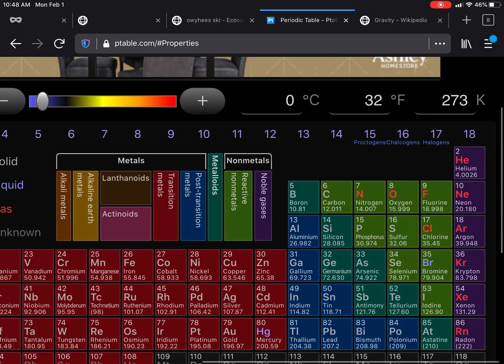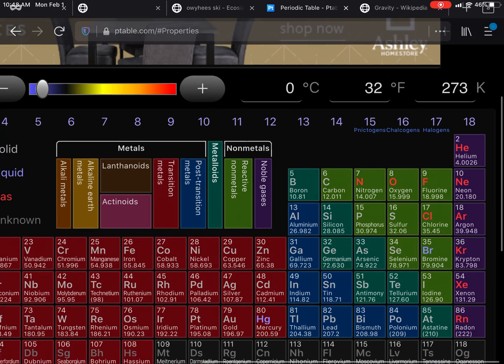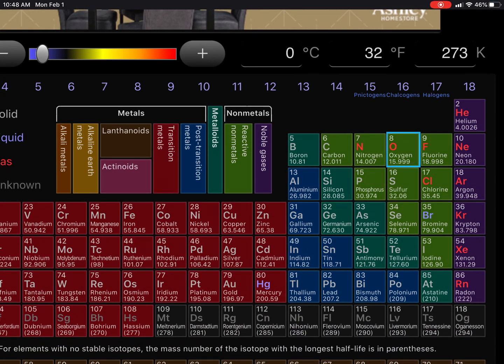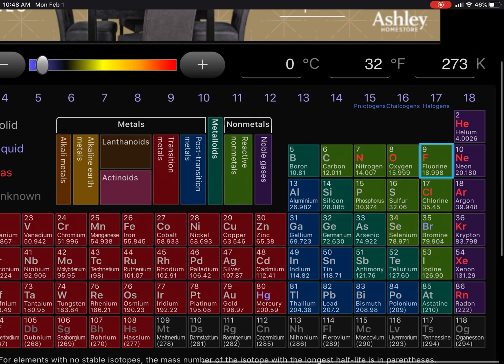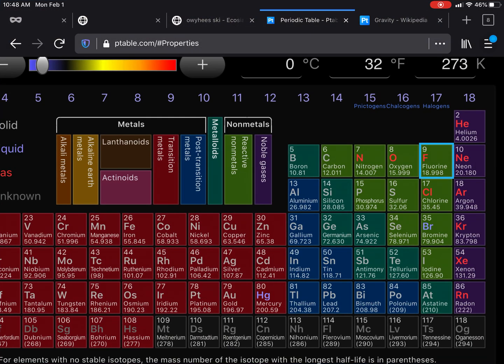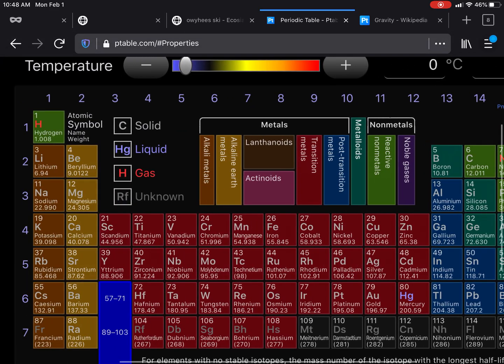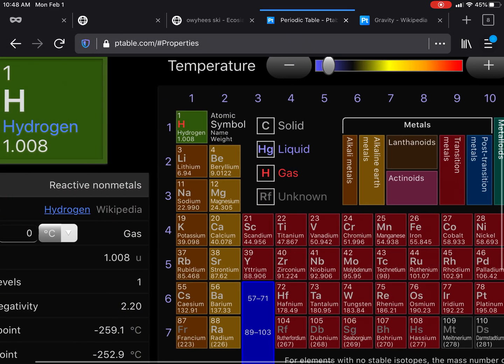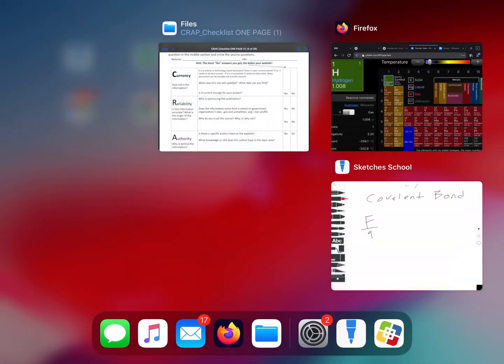So let me think of a good example here. Let's talk about oxygen. Actually, no, let's talk about fluorine. Okay. So how many electrons does fluorine have? Fluorine has 9 electrons. And let's pick another atom. How about hydrogen? Hydrogen has 1. Okay.